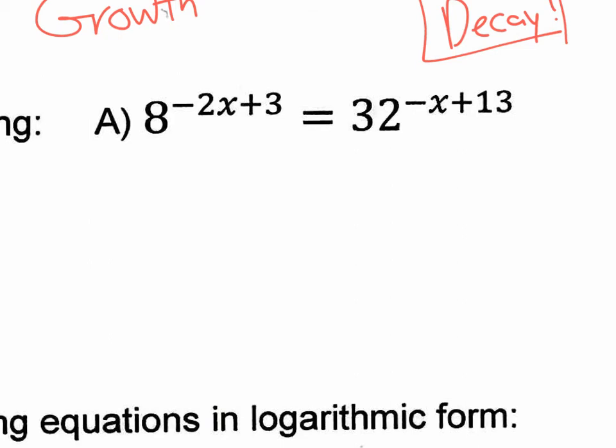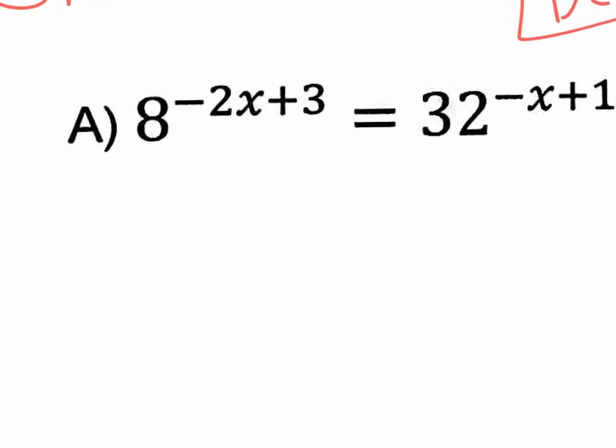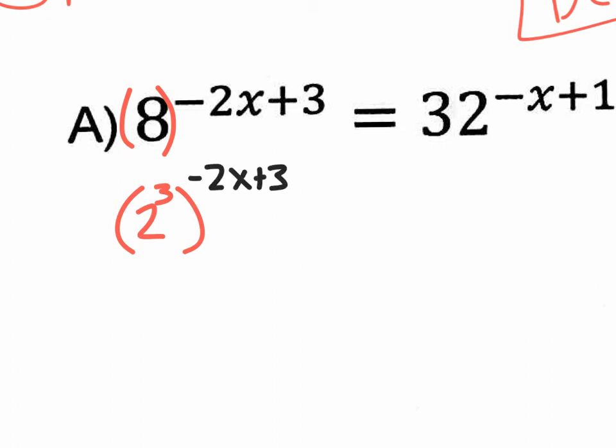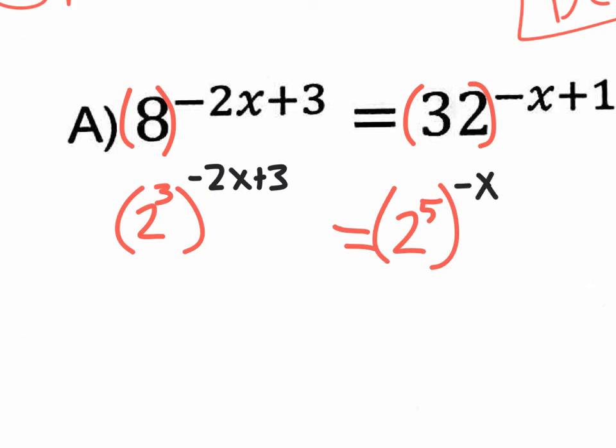So if we think about it, let's focus in on the 8. This 8 right here, I'm going to put it in parentheses, and I'm going to rewrite it as 2 to the 3rd power, okay? And I still have, of course, the negative 2x plus 3 on the outside as an exponent. And then over here, we have the equal sign. And the 32, I'm going to rewrite as 2 to the 5th power, because 2 times 2 times 2, 5 times gives you 32. So that's 2 to the 5th instead of 32. And of course, we still have as an exponent negative x plus 1.